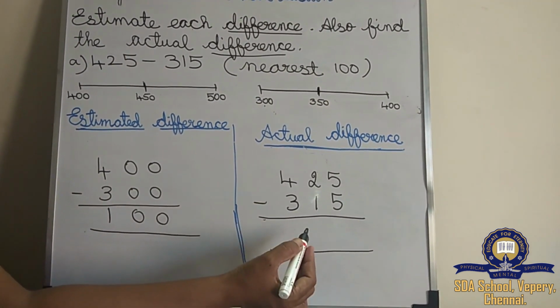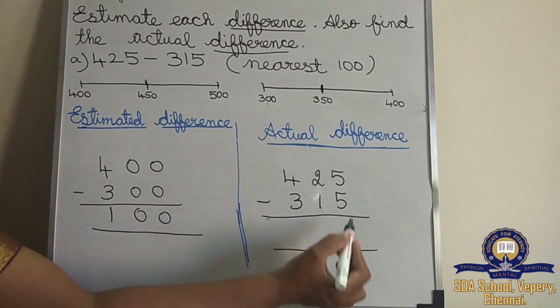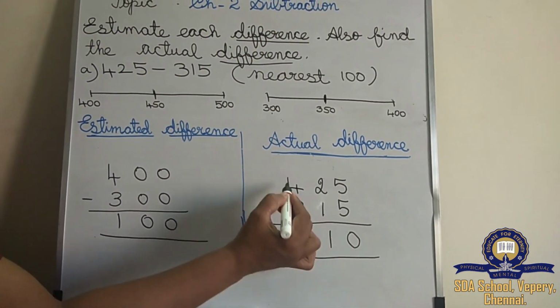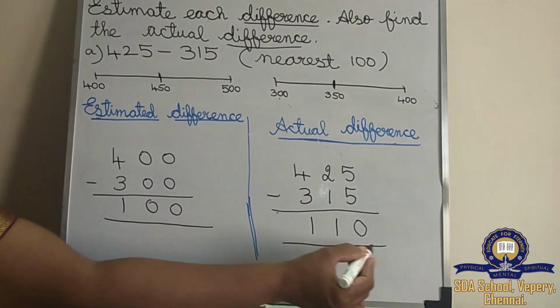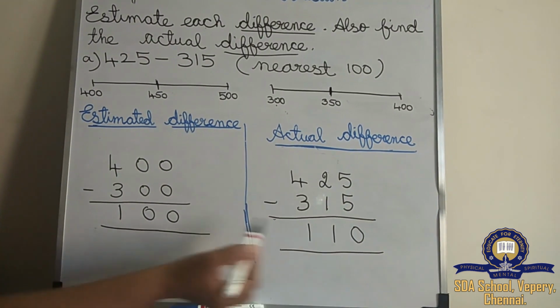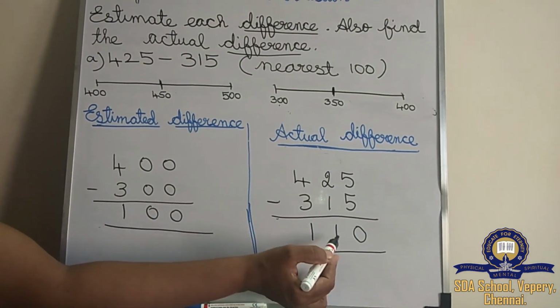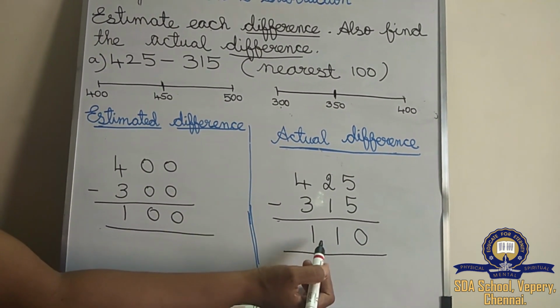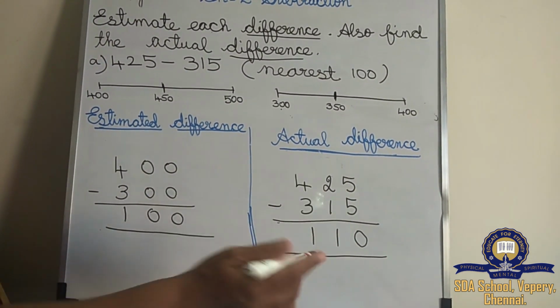And coming to the actual difference, what will come? 5 minus 5, 0. 2 minus 1, 1. 4 minus 3, 1. So what's the answer, children? 110. Here 100. Can you see the difference? See, the answer is also nearest to 100. Likewise, you have to compare the sums. Okay. Next we'll see the nearest 1000.